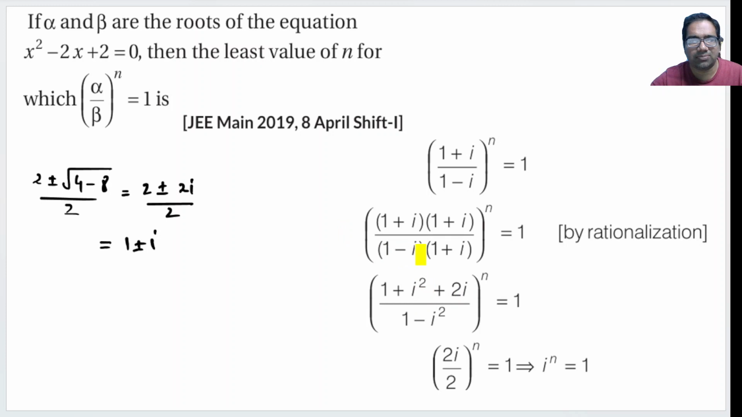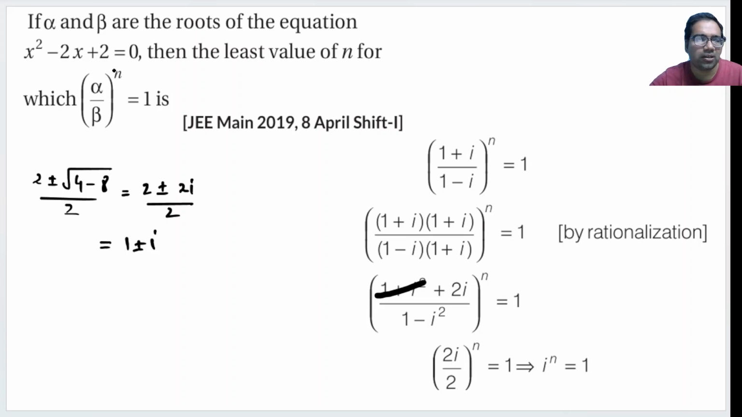And in the denominator, here is a minus b into a plus b, that is 1 square minus i square. But i square is equal to minus 1. So this and this will go away, these two will get cancelled. And 1 minus i square is 1 minus of minus 1, which is 2. So (2i by 2) whole power n. Now 2 we can cancel, so i power n equals 1.